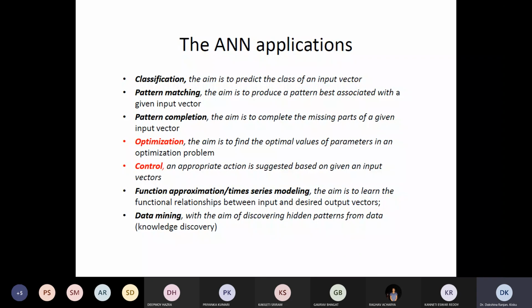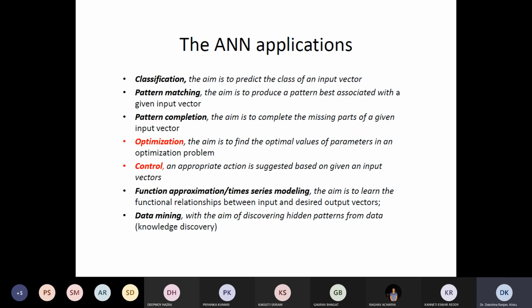Then we can apply the artificial neural network to optimization problems, and here the optimization problem aims to find the optimal values of the parameters in an optimization problem. We can also apply the artificial neural network to control systems. That means here the appropriate action is taken based on the given input vector.